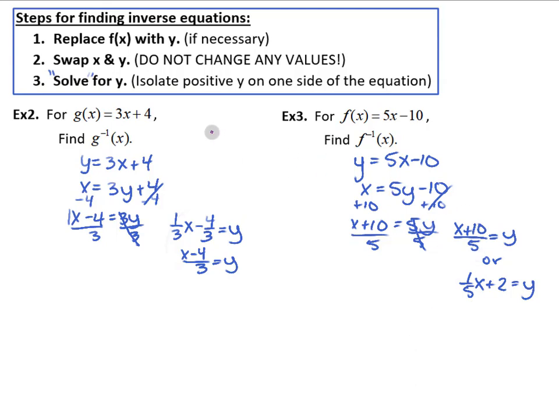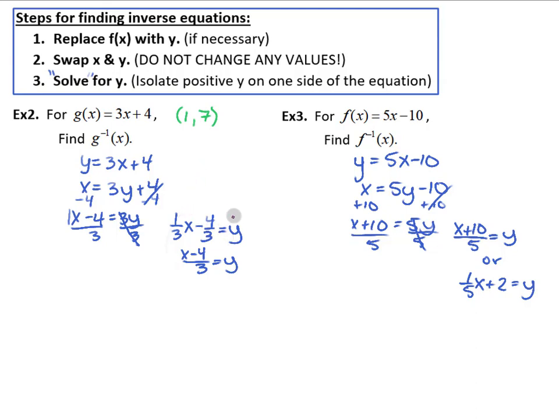Okay, so a question might be, how do I actually know if these are the correct inverses? Well, one thing you can do is, let's say I want to plug in a value. I'm just going to pick an x value randomly here. Let's plug in 1 to make it easy. 3 times 1 is 3, plus 4 is 7. So in this original function, when I plug in 1, we get back 7.